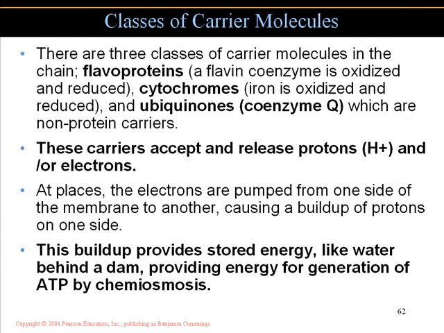Electrons are basically pumped from one side of a cell membrane to another. This causes a chemical charge to build up on one side of the membrane. It creates a membrane potential through which we can see this energy being generated and transferred. The buildup of these charges, positive on one side and negative on the other, provides stored energy. The example used in your book is water pushing on a dam, which provides energy for generation of ATP by chemiosmosis.